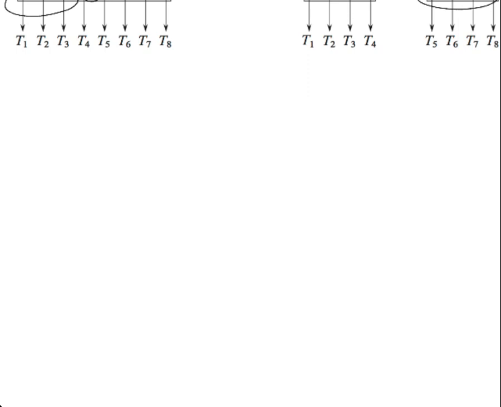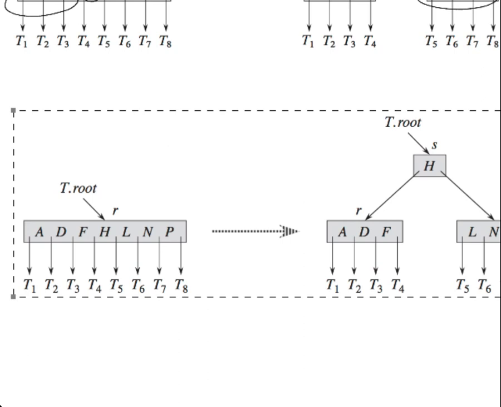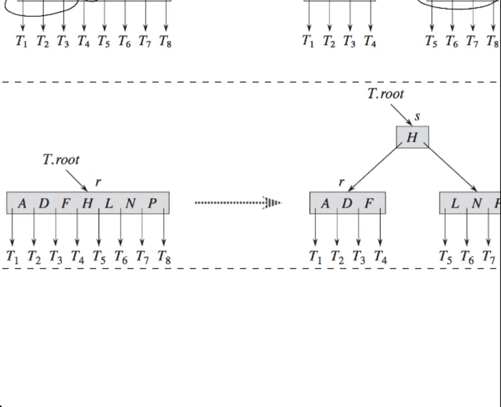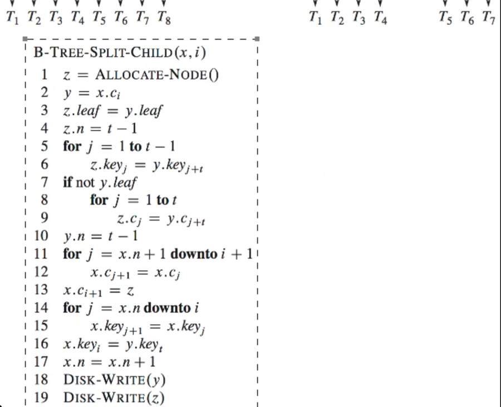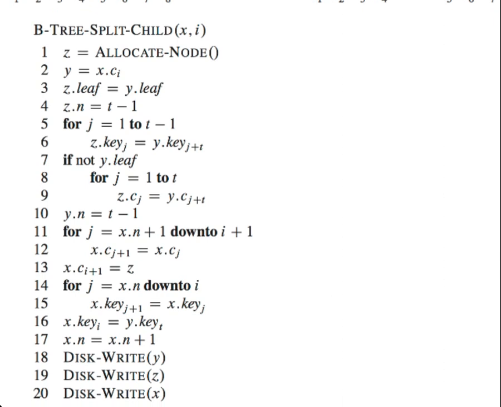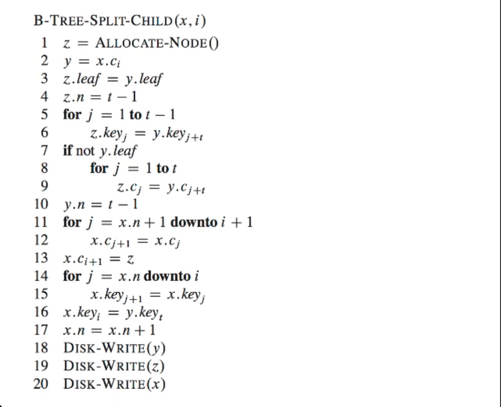All right, now on page 496. This is showing the same thing, except we're splitting the root, so we're creating a new root. And 494 again. There we go. There's the algorithm. Now let's see if we can walk through this and keep a graphical example.